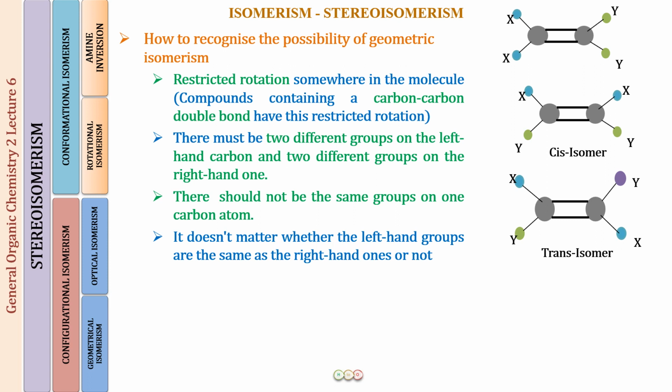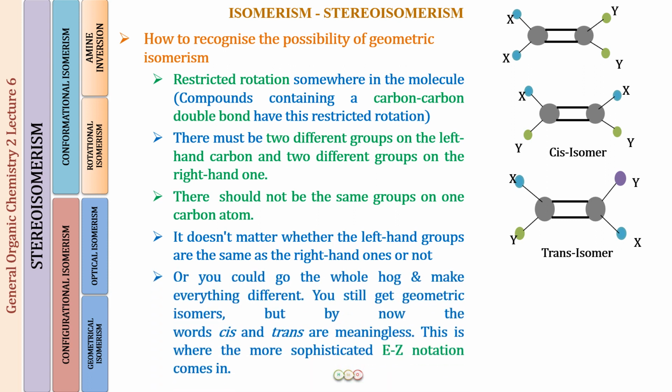Now another possibility is that all the four groups are different. When all the four groups are different, we will still be having geometrical isomers, but now we will not be able to call them cis and trans. So we have A, B, C, D all different. So for geometrical isomerism, essentially you should have a carbon-carbon double bond and each carbon should have different groups attached. But this will not be a cis and trans isomer. Here we will be learning a new system, and that will be called the EZ notation or EZ nomenclature for geometrical isomerism, that we will be doing a bit later. I hope this is clear.